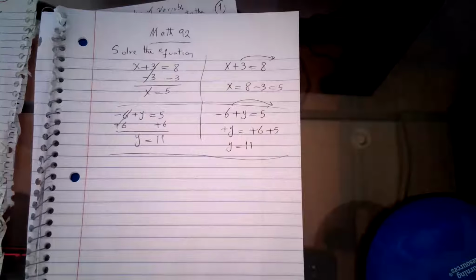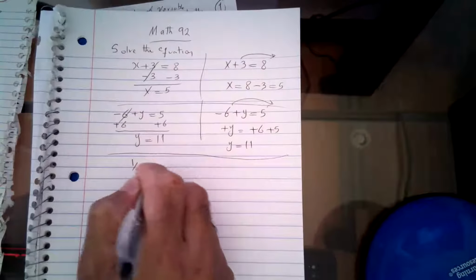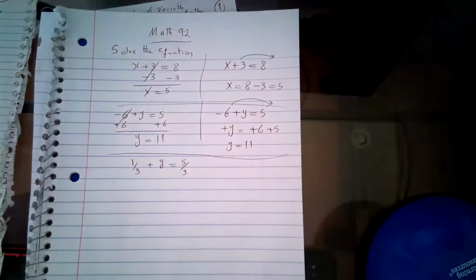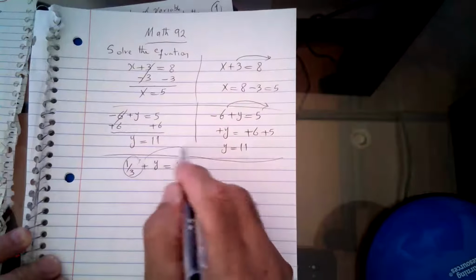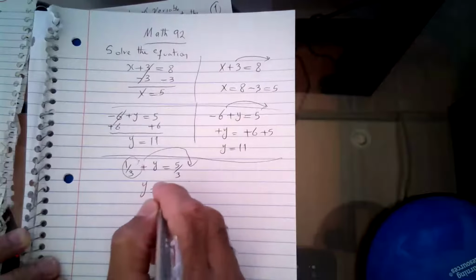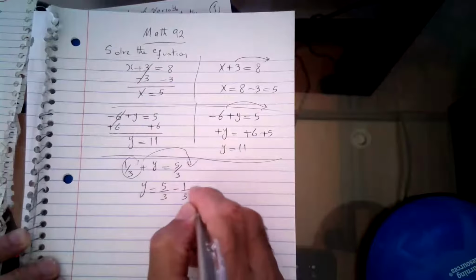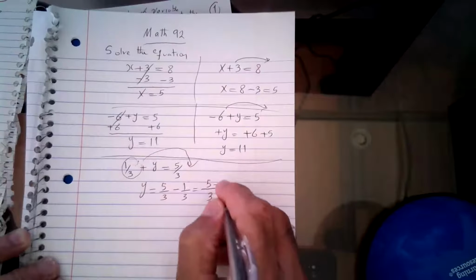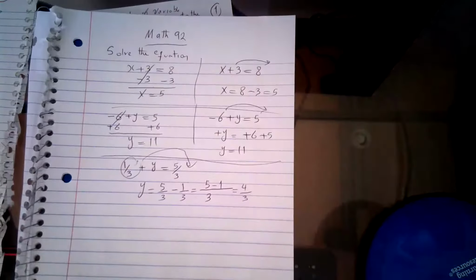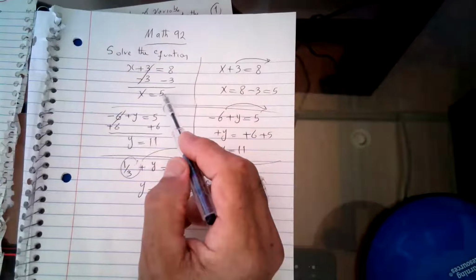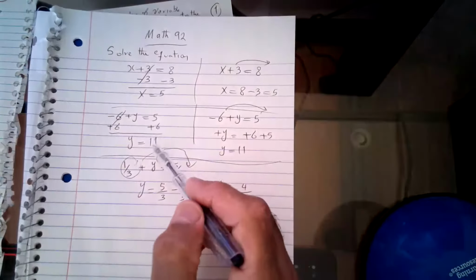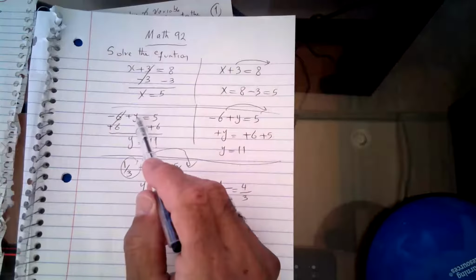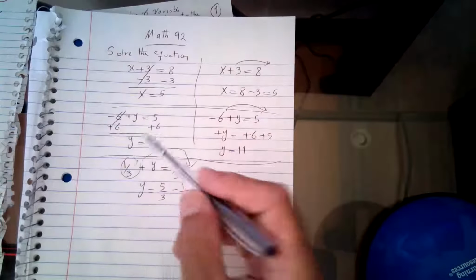All right, so now (11 = 5). That's how you could tell whether the answer is correct or not.